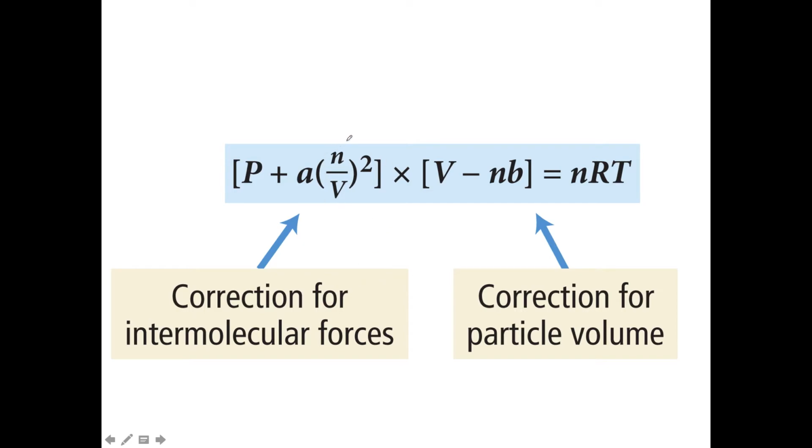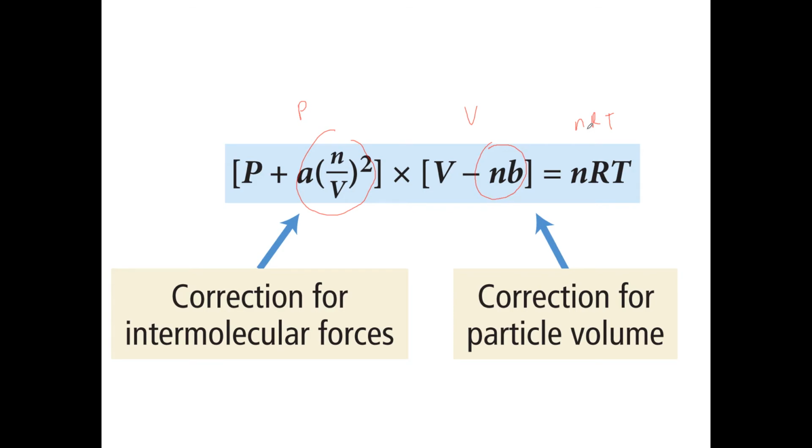There's an additive correction factor for pressure and an additive or subtractive correction factor for volume. Can you see if B was 0, this term would be 0, and that V would simply be V? And can you see if A was 0, this term would be 0, and this would be P, right? So if A and B are small, then you can expect the gas to act like an ideal gas.